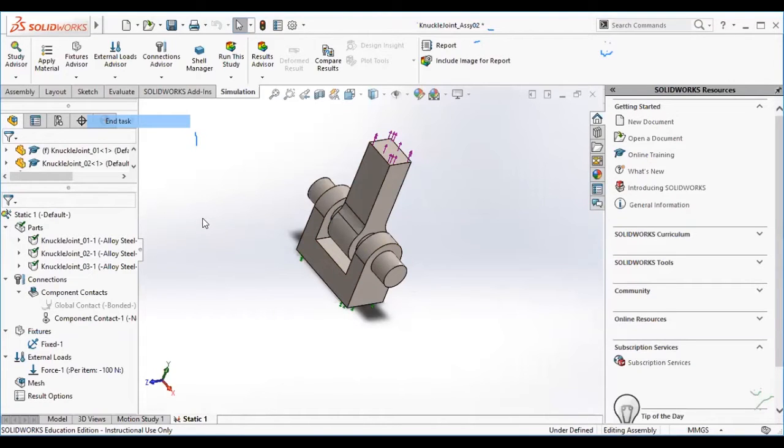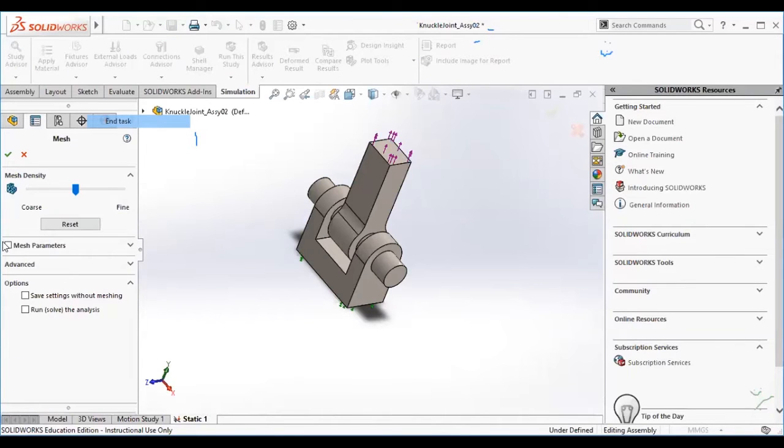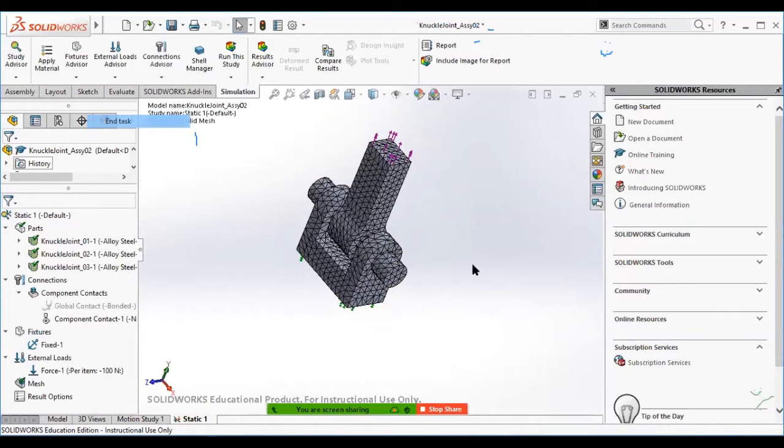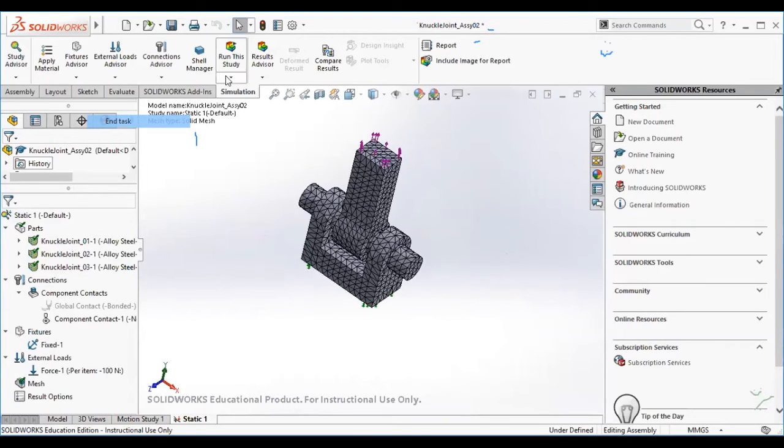The next thing is to create a mesh and then run the study. We create a mesh, and we use standard mesh size at this point of time. You will see it's already meshed all of the parts together. And now if I run this study, we will see how the stresses will be coming in the material and how it is going to deform.